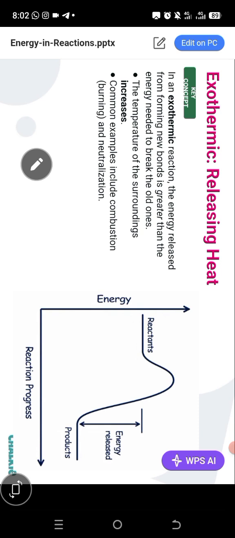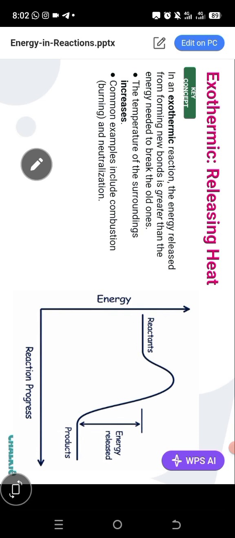So when you put any material close to the fire, it is going to get burnt. That's because of the energy. It requires a large amount of energy for that fire to burn, and that energy is then released as heat to the surroundings. So that is an example of an exothermic reaction, the burning, which is also called combustion.